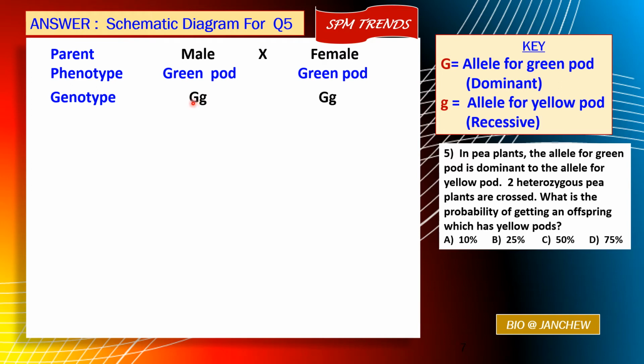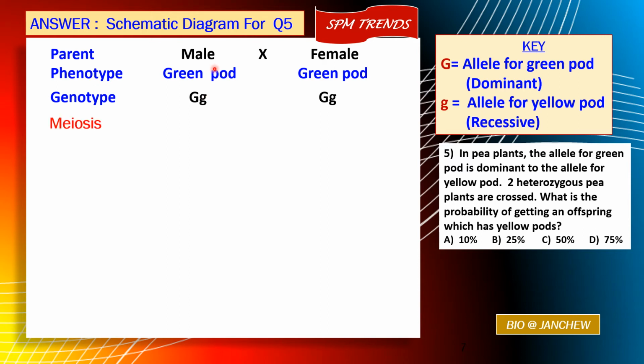Because of the dominant allele big G, the plant is able to produce green pods, because the dominant allele big G will express its trait in the presence of the recessive allele, and it suppresses the effect of the recessive allele. So the plant will have green pods. But this information is not needed for this question. Without knowing the phenotype, you can still get the answer.